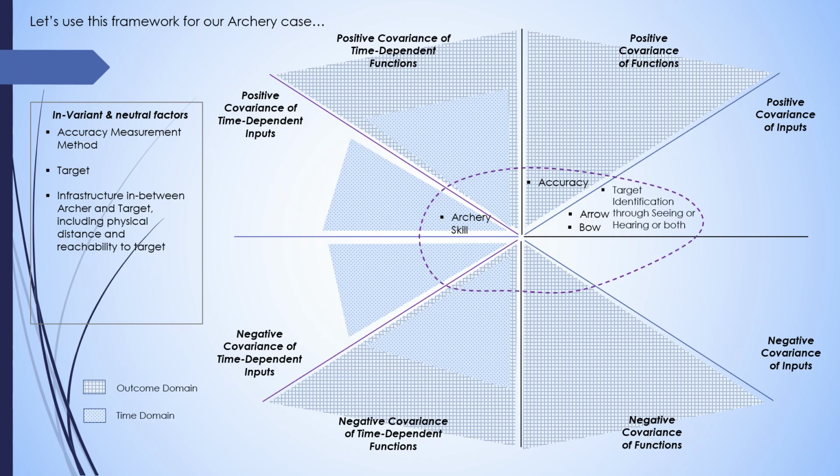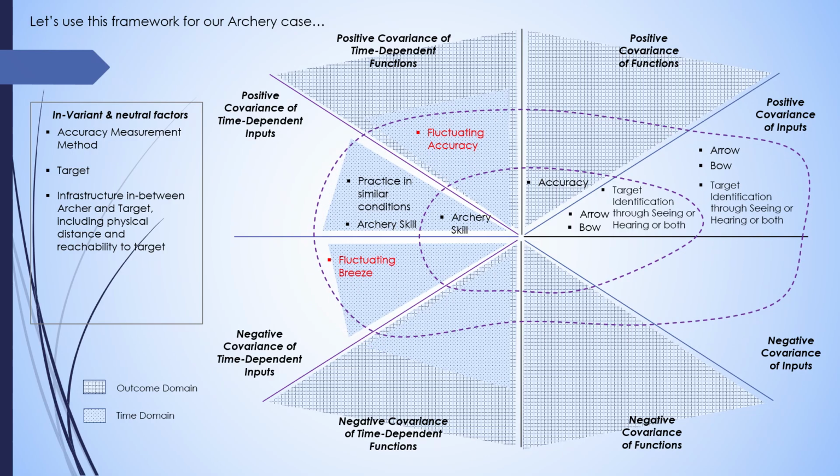Now let's pause and ask, what did we assume would not change? Certain things stayed constant throughout this analysis: the target itself, the accuracy measurement method, and the infrastructure between the archer and the target, including distance and basic reachability. Since these are assumed constant, we explicitly place them in the invariant and neutral factors area. Now comes the interesting part.